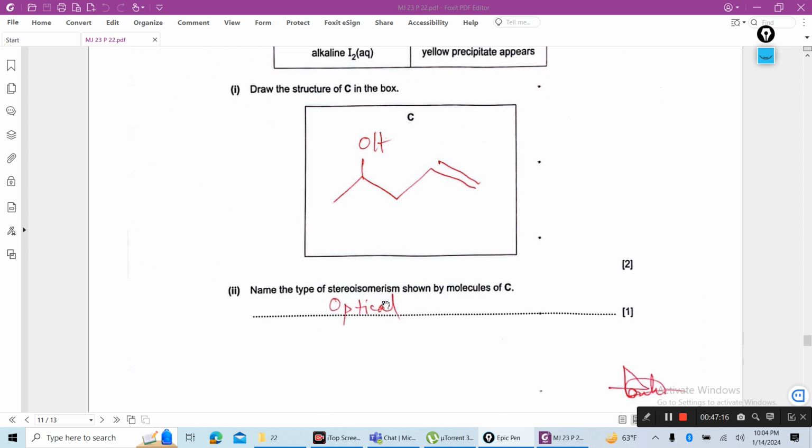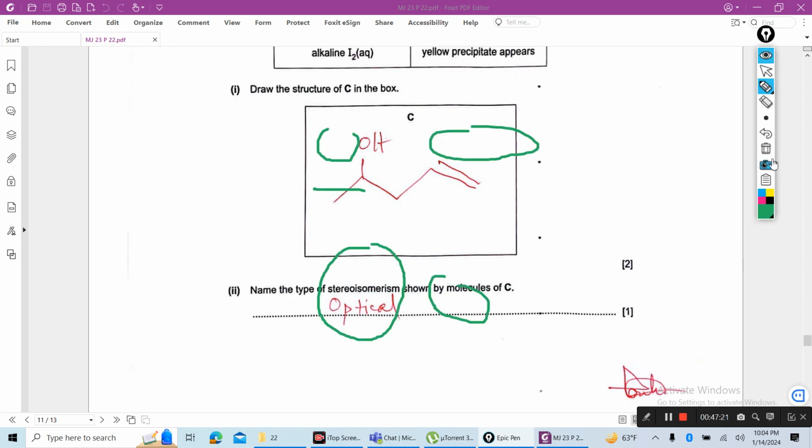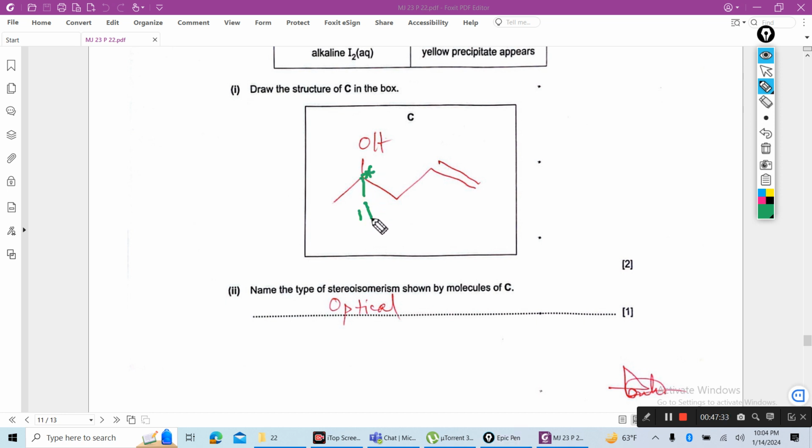Name the type of stereoisomerism shown by molecule C. Optical. Why optical? You see, this is a chiral center. This carbon is chiral because it has one hydrogen here. So it will show optical isomerism. But this will not show geometric isomerism, because this is CH2, one double-bonded carbon contains the same group, I mean two hydrogens. That's why it only shows optical isomerism.